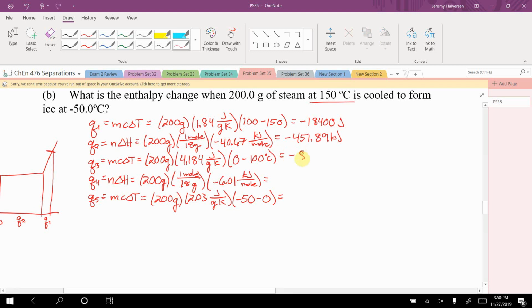Now you'll notice I'm getting negative values for all of these numbers, whereas in the problem before I was getting positive values. That makes sense, because the problem before I was taking a low energy system like ice and converting it to a higher energy system like liquid water. Here I'm taking a high energy system, steam, and I'm converting it to a lower energy system. Then what that means is that heat must be being released from it, so all of these Q's are going to be negative.